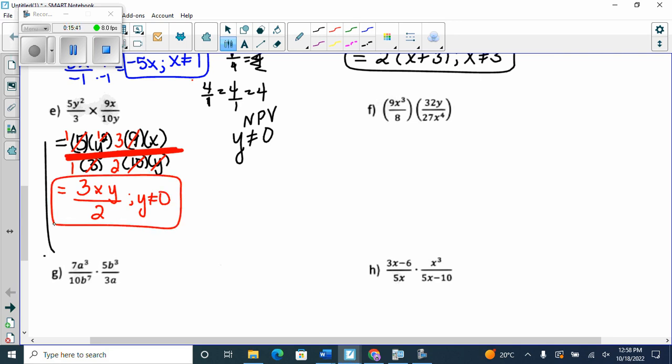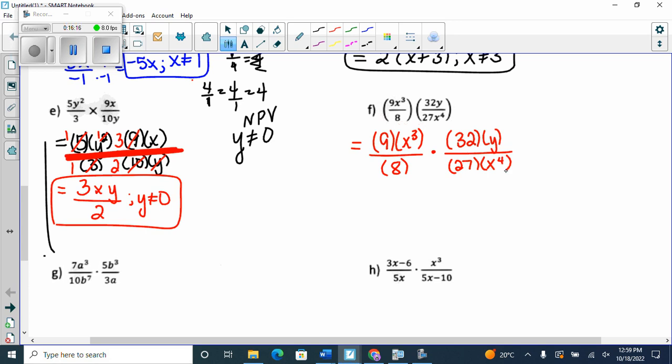So same thing's going to happen for f. F is just brackets, and the brackets confuse people. Remember, if you have 2 brackets touching, that's just multiplication, correct? So it's just another way of showing multiplication. They're still monomials, so I'm going to write them in brackets. I'm going to get a 9 and an x cubed all over 8 times 32 and a y all over 27 and an x4.